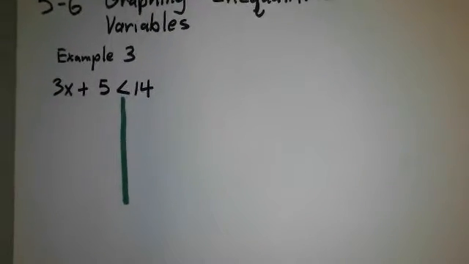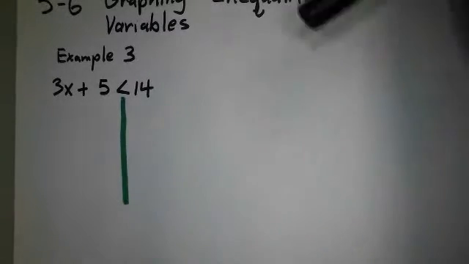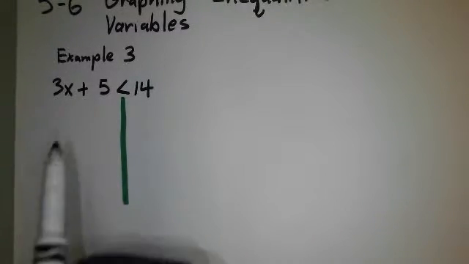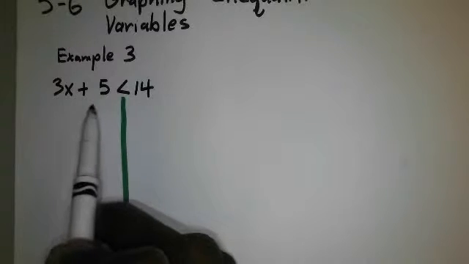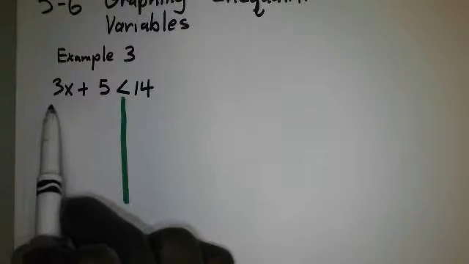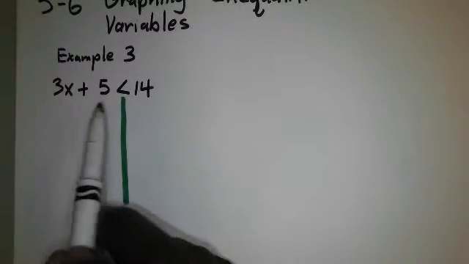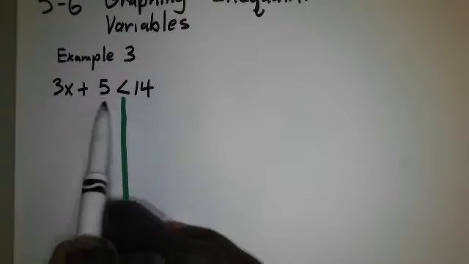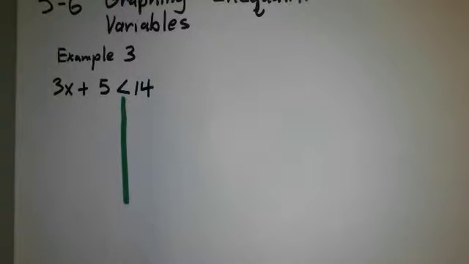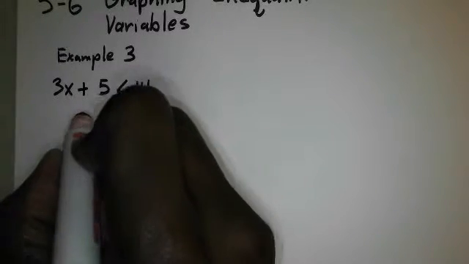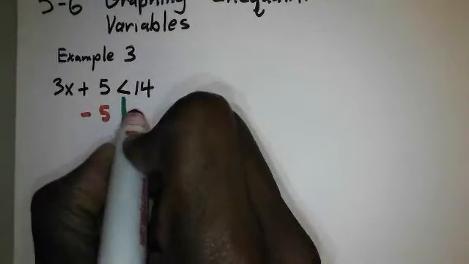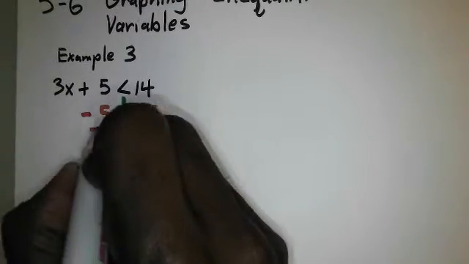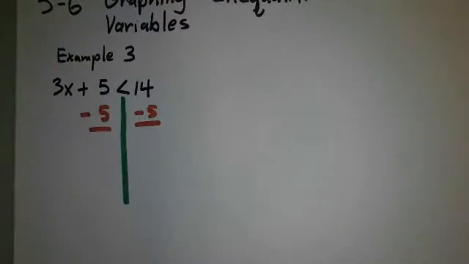And there goes the boundary line. And now we're going to try to get x by itself. So we need to get rid of the 5 first, and then we're going to get rid of the 3 on this side of the inequality. And we're going to do the same thing on this side. So to get rid of the 5 here, we're going to subtract 5 from both sides. So minus 5, minus 5, on both sides of the inequality.